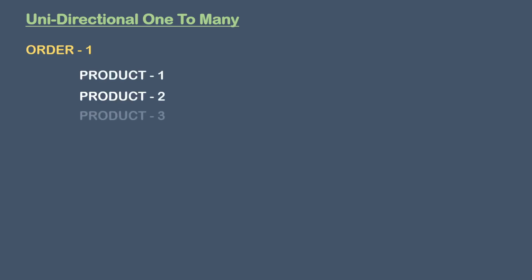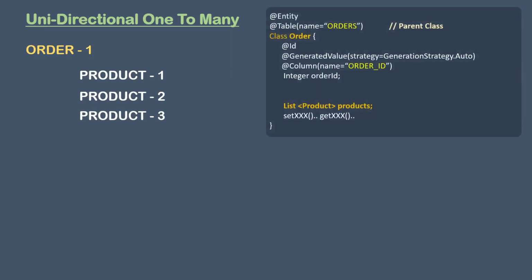Okay, let's start with unidirectional one-to-many. Here, the parent-child relation will be one parent, which is order, will have multiple product child details, and the entity mapping will be like the parent class, which is the order class, will have a list of product, and it will be mapped with the one-to-many annotation. And there will be another annotation. Before discussing that, let's see the child to parent relation first.